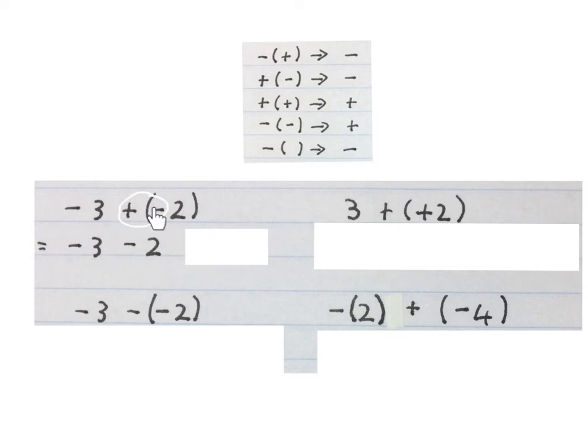So here we have a minus 3 plus minus 2. Because the signs are different, I replace it with a single minus. So now I have minus 3 minus 2, which is minus 5. I owe 3, I owe 2, so I owe 5.